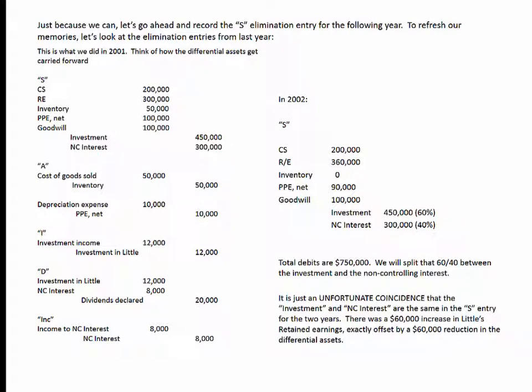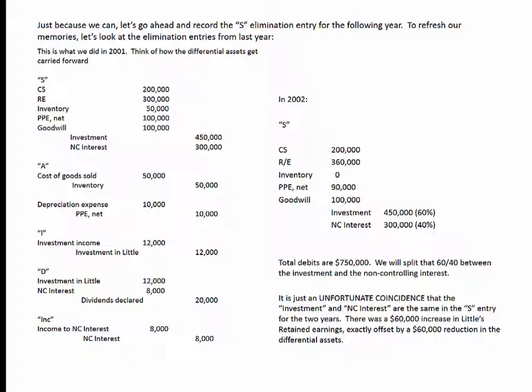Now, it is just an unfortunate coincidence that the investment and non-controlling interest in the S entry is the same in 2002 as it is back in 2001. That was just an artifact of the way I selected these numbers, and quite honestly, after doing this entire example, I had no interest in going back and changing the example.